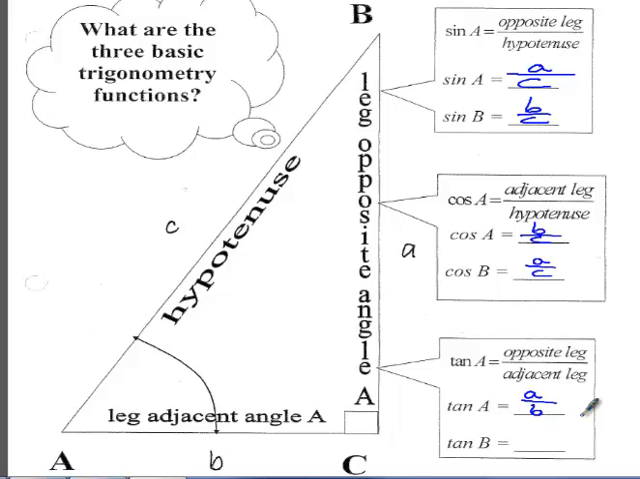Little b. And which side is adjacent to big B? Little a. So you're going to get little b over little a. So everybody okay with your basic SOHCAHTOA, you think? Yes, no, maybe? All right, so now we're going to actually start using it.